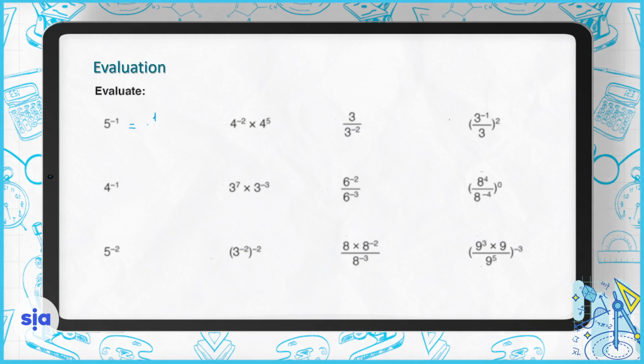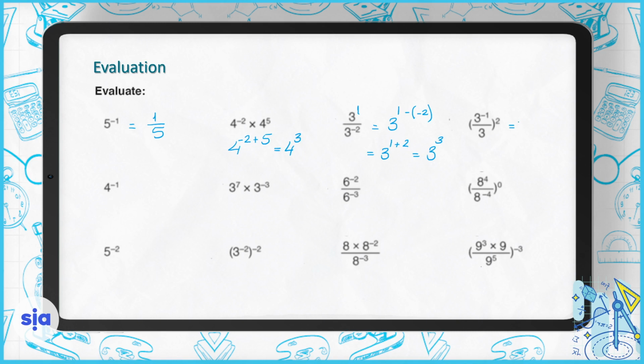Let's now go to the evaluation part. 5 to the power of negative 1, it's 1 over 5. In the second one, we're going to add the powers, so it's 4 to the power of negative 2 plus 5, so the answer is 4 to the power of 3. In this question, here we have a power of 1, so it's 3 to the power of 1 minus negative 2, so it's 3 to the power of 1 plus 2, then the result is 3 to the power of 3.